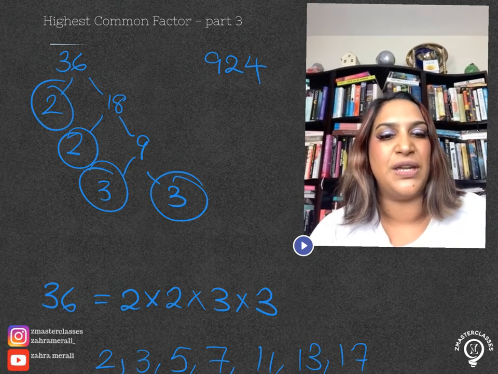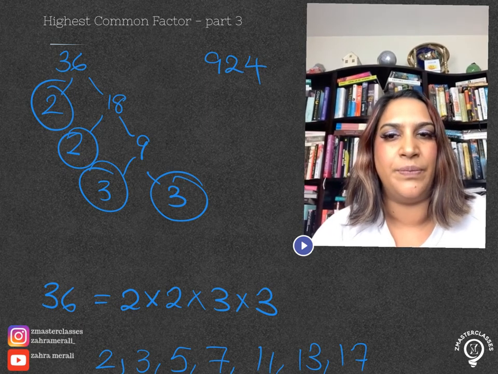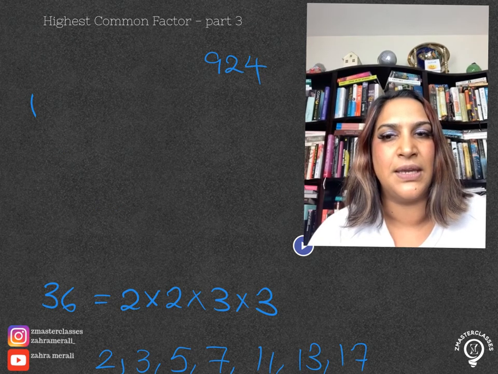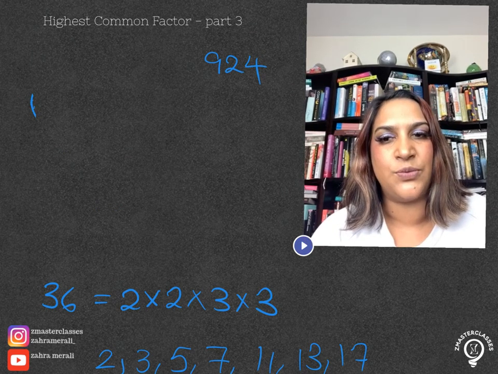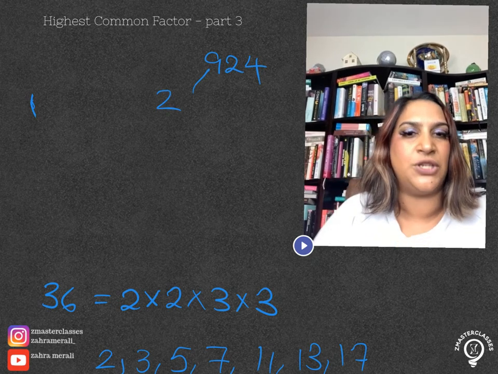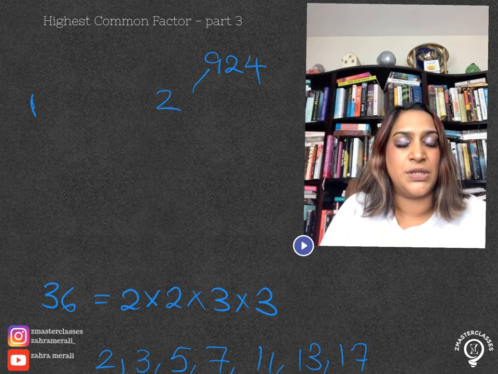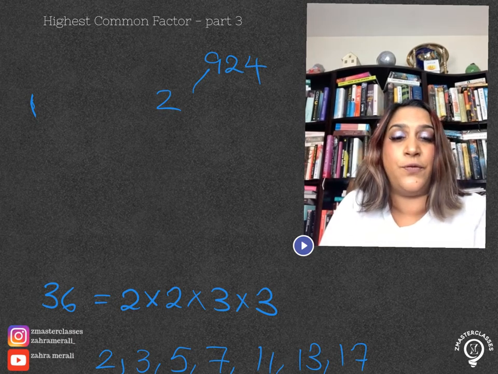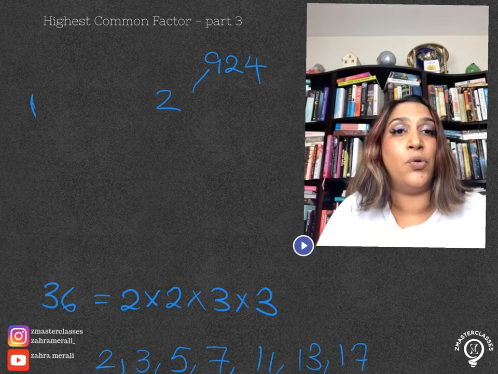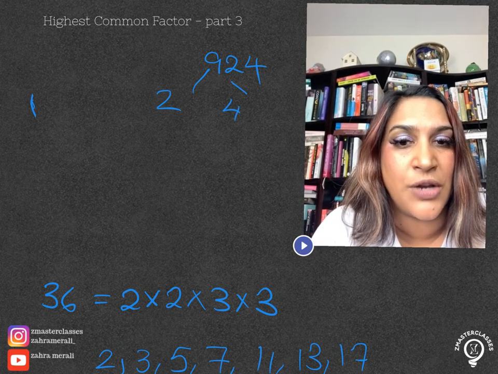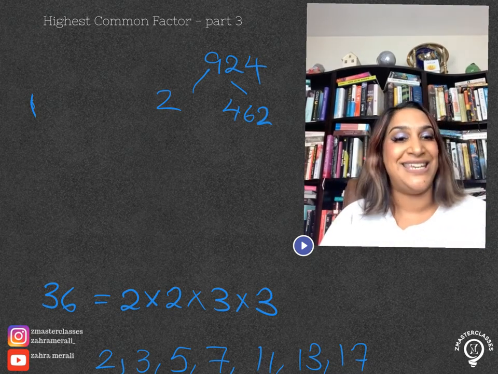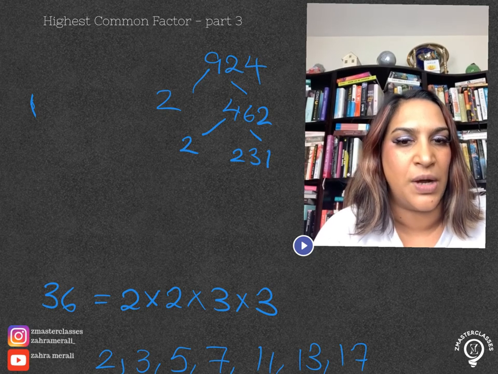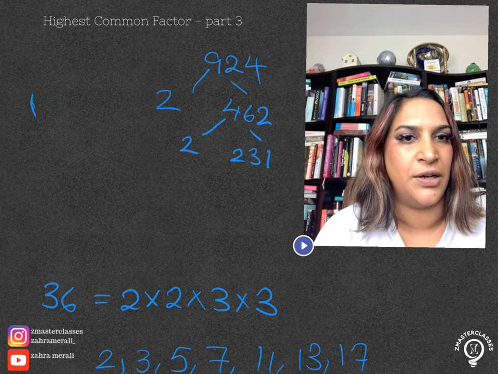So now let's have a look at 924. If we're looking at 924, we're going to go through that same process. When we divide, we're going to take the smallest number first. So we're going to divide by 2. Half of 900 is 450. Half of 20 is 10. So that gets us to 460. Half of 4 is 2. So we end up with 462. It's an even number. We can divide by 2 again, and we get 231. So half of 4, half of 6, and half of 2.